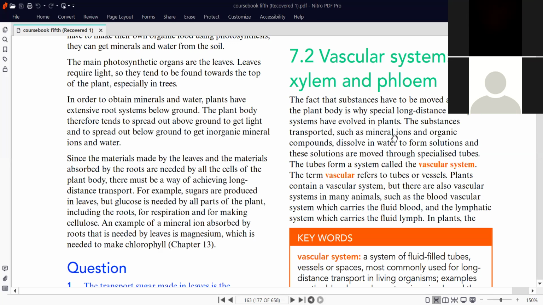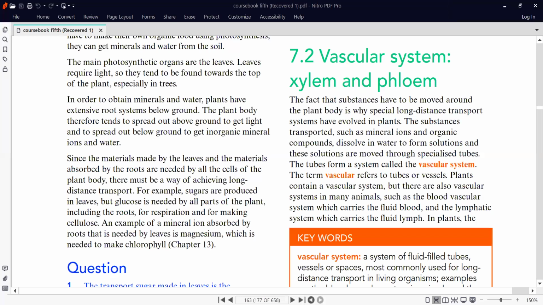Now we can see here, when we see the transport system in the plant body, there is a system of the tissues, vascular bundles, tissues like xylem and phloem, complex tissues, which are helping the plant body for the transport of materials like this.